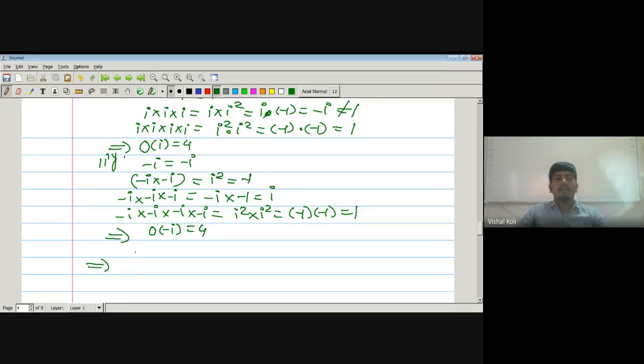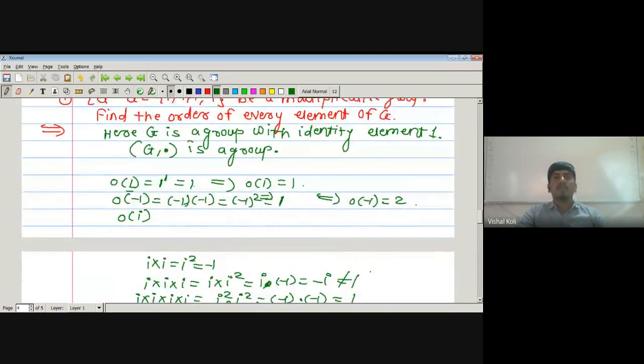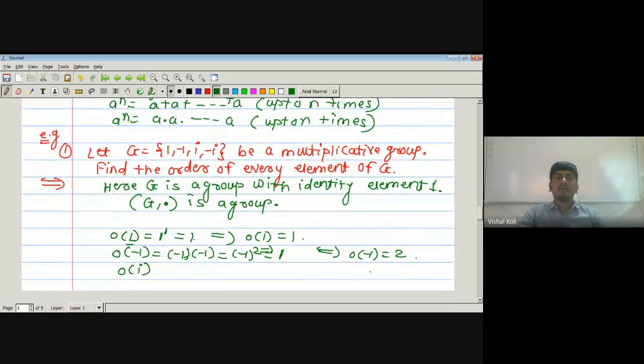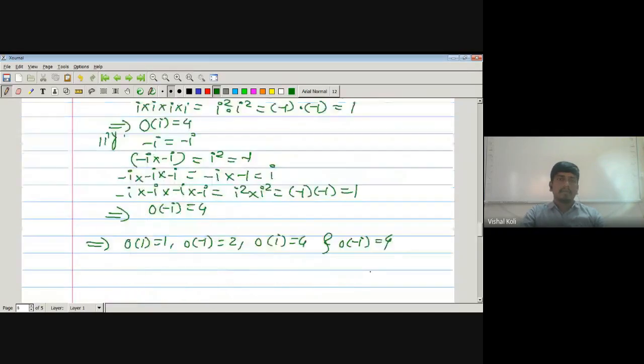Therefore, here order of 1 is 1, order of minus 1 is 2, order of i is 4, and order of minus i is 4. In this way, we can find out the order of any element belonging to that group. This is with respect to multiplication, hence here we have taken multiplication. And if the group G is a group with respect to addition, then we have to take the addition.